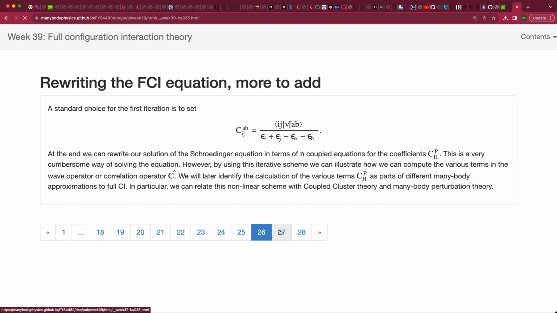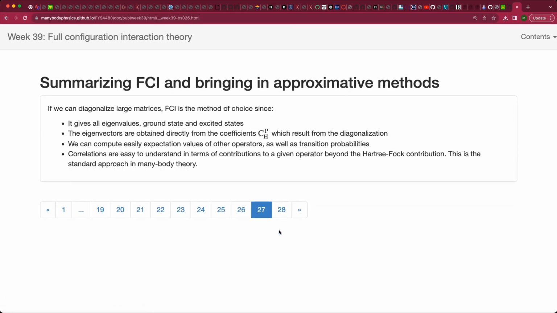So if we now want to summarize full configuration interaction theory, if you can diagonalize the large matrices, this is the method of choice. It gives all eigenvalues, ground state and excited states. The eigenvectors are simply obtained directly from the coefficients. And you can compute easily expectation values of other operators because you have the wave function.